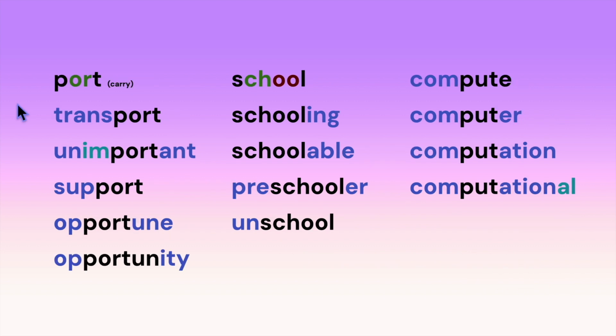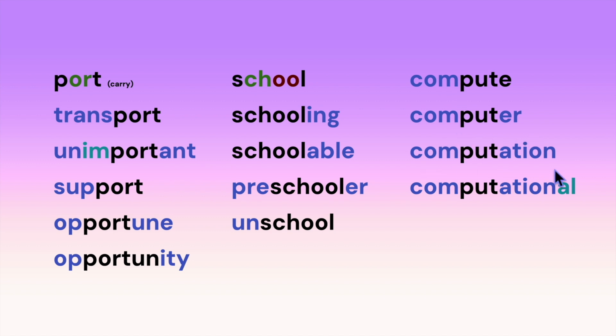We can add more prefixes and suffixes to the root port. Transport, unimportant, support, opportune, opportunity. Notice that when we add this suffix, the E gets dropped. Here's our root school with CH having its K sound and the double O having the OO sound. Schooling, schoolable, preschooler, unschool. Here we have the root compute, which itself has the prefix com in it.